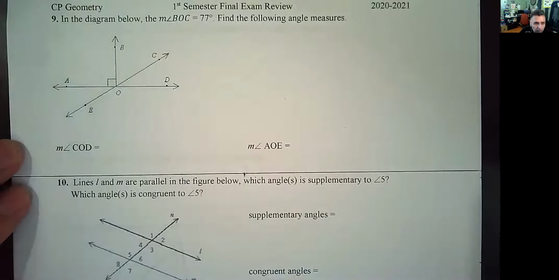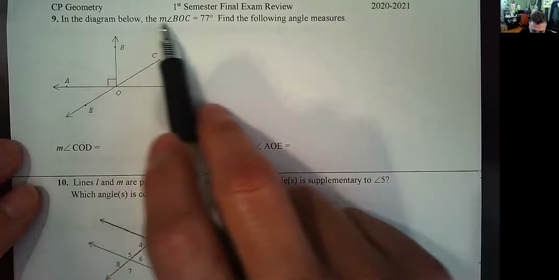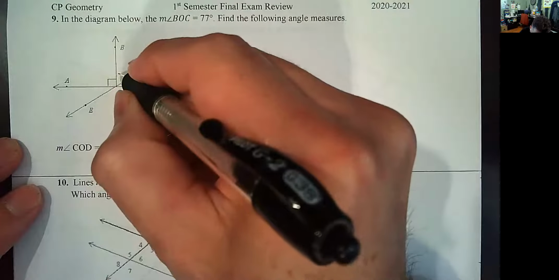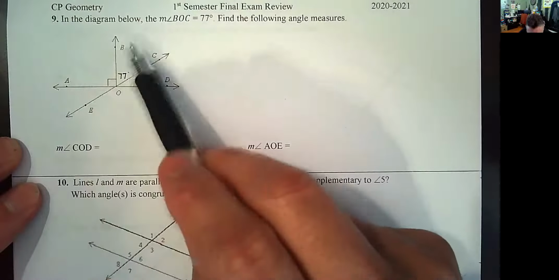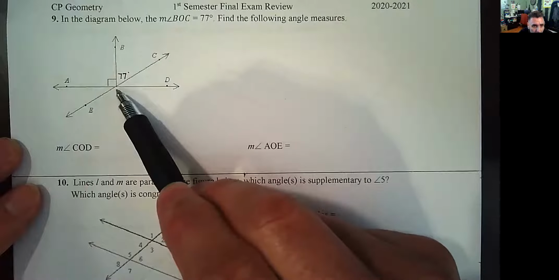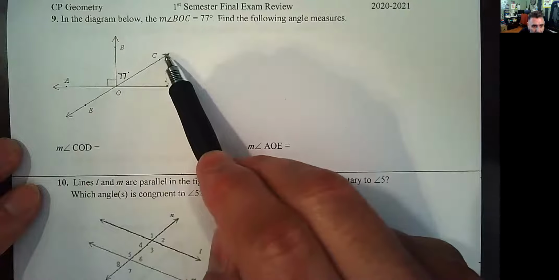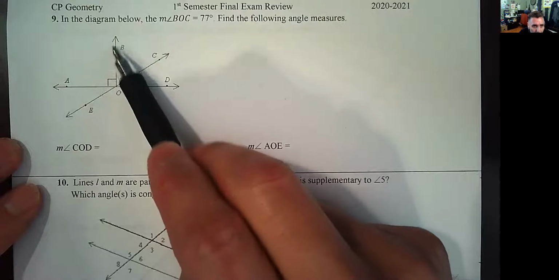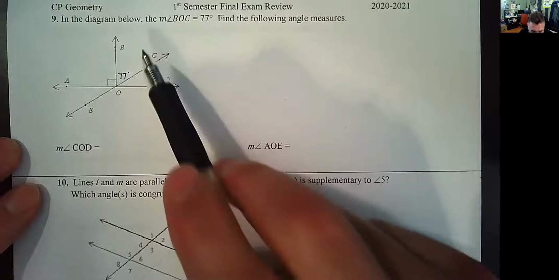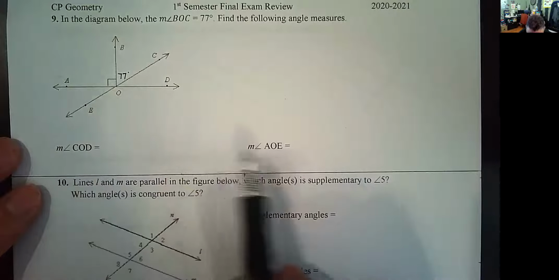All right, so for the next one, it says in the diagram below, the measure of angle BOC equals 77 degrees. BOC is that angle. How do we know? Because you can follow the letters B, O, C, and that traps this angle. And then we're asked to find these two angle measures.